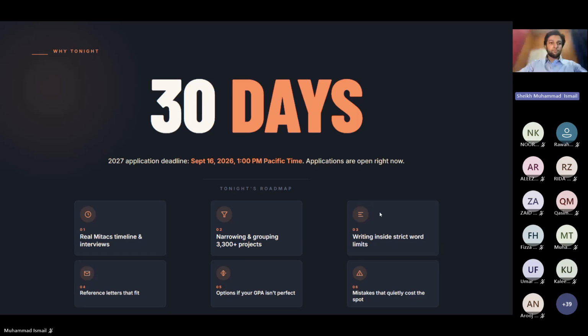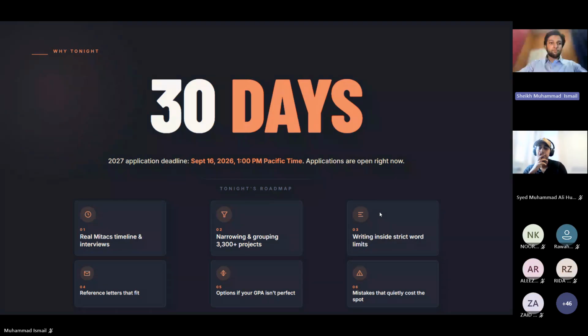Before we get into anything else, I want you to remember one number tonight, and that number is 30. The 2027 Global Link application deadline is the 16th of September 2026 at 1 o'clock in the afternoon Pacific time, and that is exactly 30 days from tonight. Applications are already open right now, so whatever you take away from this session, you actually have time left to act on it, but not a lot of time.